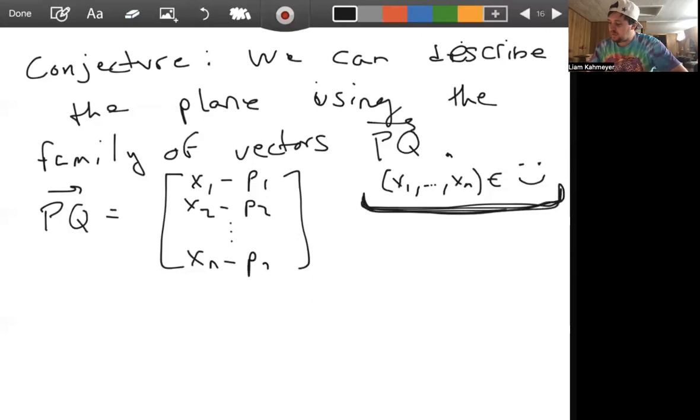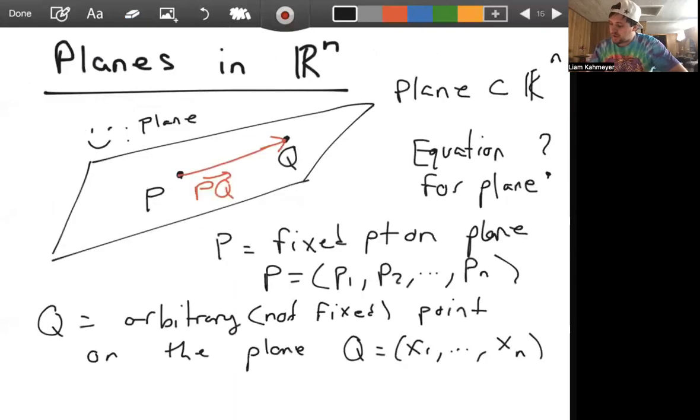guarantee that these points Q are necessarily on the plane, right? Because, you know, beforehand or a priori, the point Q could be whatever, right? Q could just be an element of Rn, and it could be way off, you know, somewhere else. We want these points Q to be on the plane, but how do we guarantee that, right?